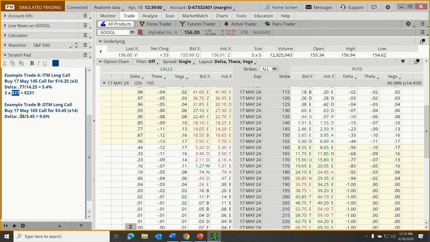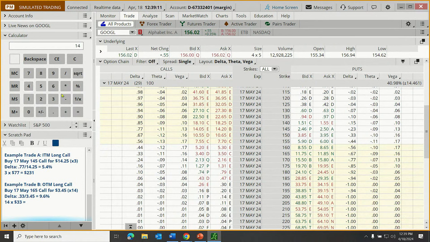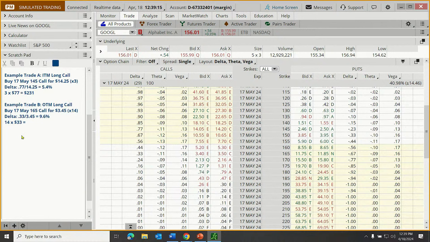Down here, it's 14 times the delta. So 14 times 33, 462. Really what that works out to be is 231 is about 5.4% of the $5,000 invested. 462 is about 9.6% of the $5,000 invested, okay? That's just a different way to gauge the degree of leverage. But yes, that actually worked out to be exactly twice the potential return or risk, right?